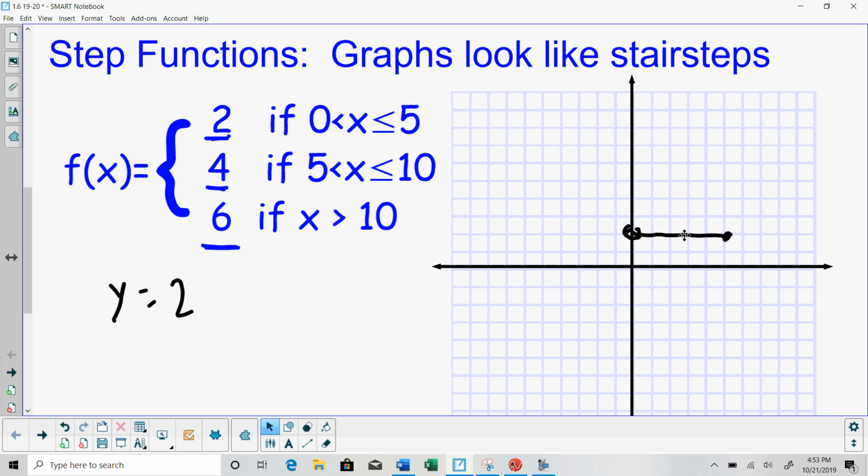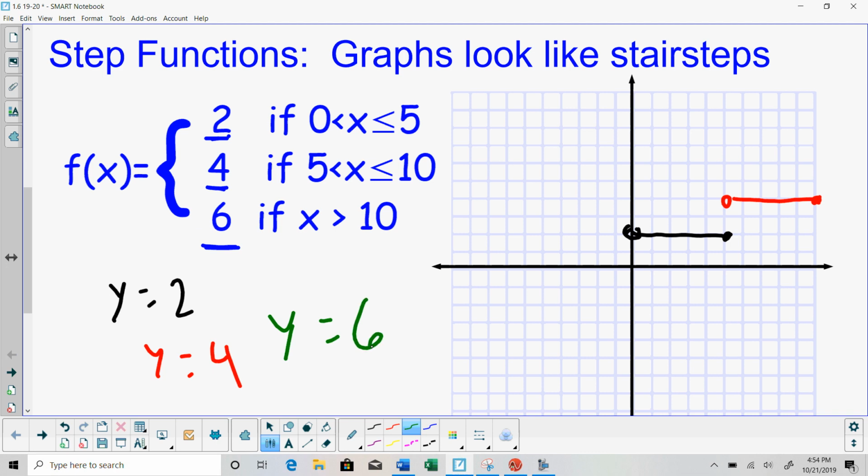And then my next function is going to be graphing y equals 4, but that one we only want from 5 to 10. So we do want this horizontal piece at a height of 4, but again we want a hole in the graph at the ordered pair (5, 4), and then a point in the graph at (10, 4). And then lastly, we want it to be a height of 6 for this last function, y equals 6, and that's if x is greater than or equal to 10.